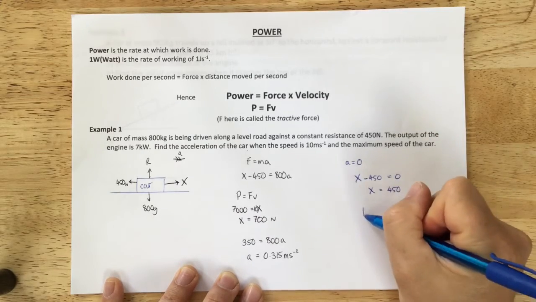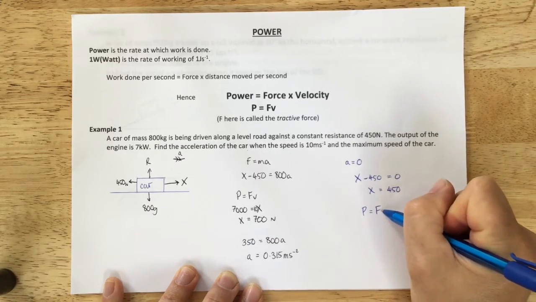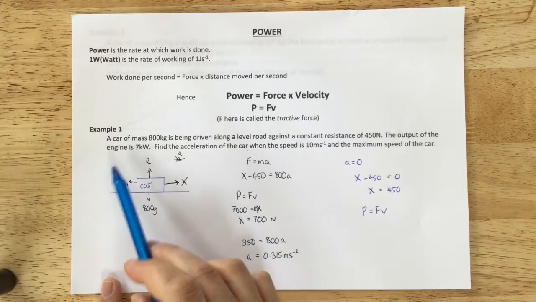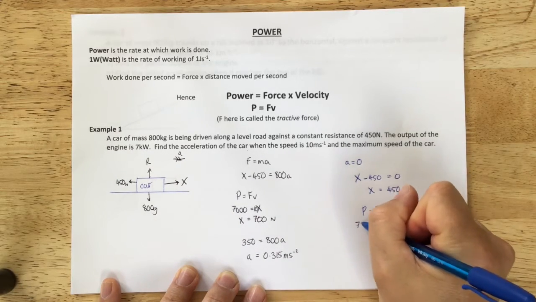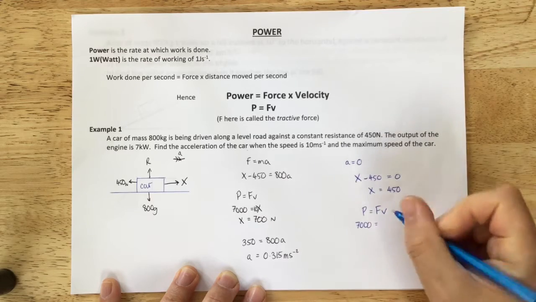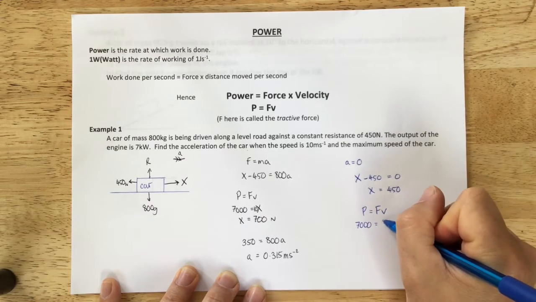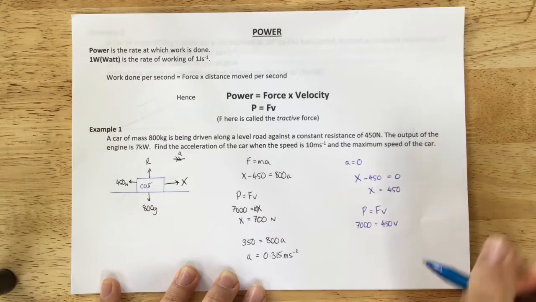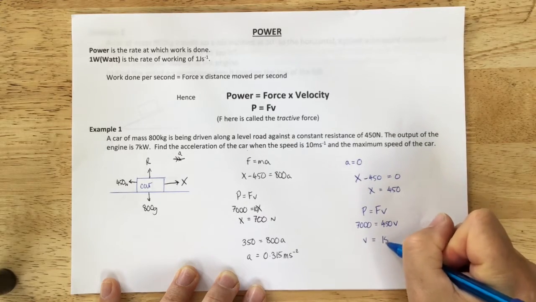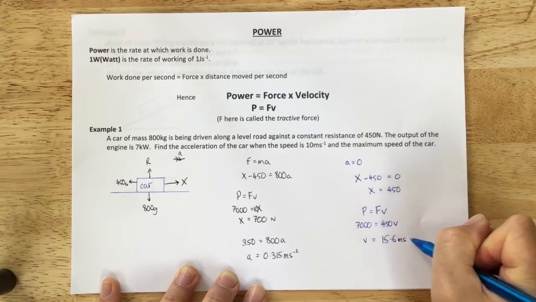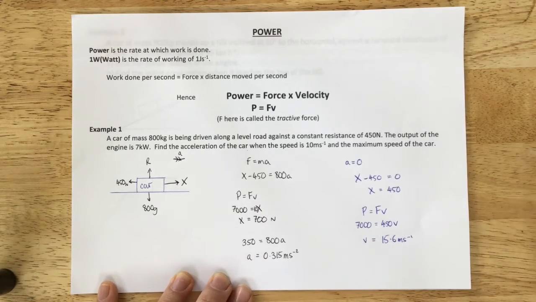And then again, we know that power is force times velocity. Now the power output of the engine is 7 kilowatts. That's not going to change. So it's still 7,000, but this time the force is 450, and we want to find the velocity. So divide that through, and we get v to be 15.6 meters per second.